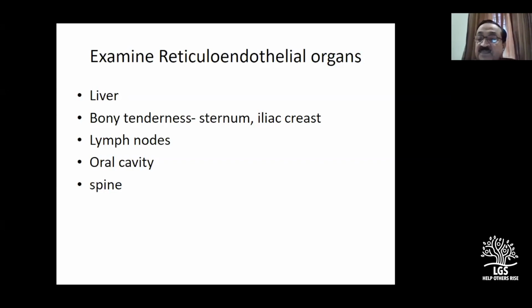Is it clear? Sir wants to say, Prakash sir. Yeah, answer the question that boy asked: how to differentiate hepatomegaly from a liver mass.